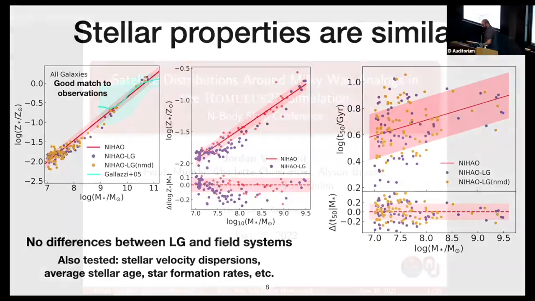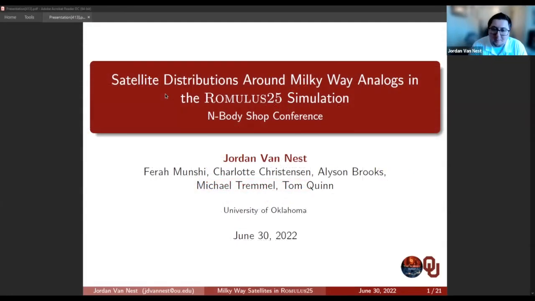Thank you. Great. Well, hello. My name is Jordan. I'm a PhD candidate at the University of Oklahoma, working with Farah. Before I get started, I just want to give one final thanks to all the staff and volunteers and organizers of this event. I think the conference seems to have gone exceedingly well. And a special shout out to Allison for giving me the honorable and not at all high pressure closing talk slot, which I will be using to talk about satellite distributions around Milky Way analogs in Romulus 25.